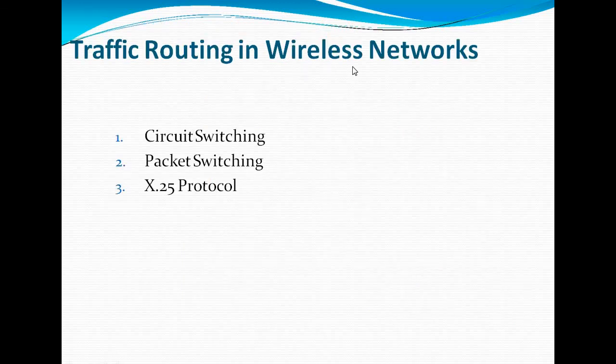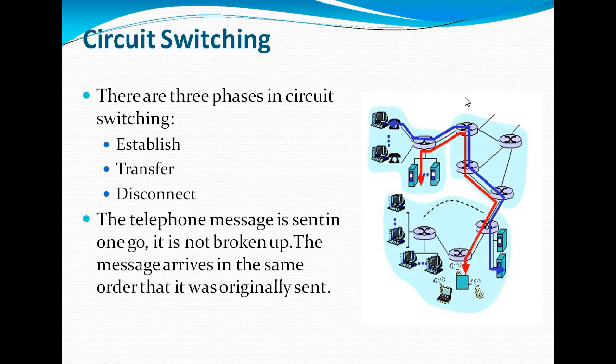So traffic routing in wireless network is on the basis of three points: circuit switching, packet switching, and X.25 protocol. In circuit switching, they are based on three phases: established, transfer, and disconnect. So the telephone message is sent in one go, it is not broken up. So the message arrives in the same order that it was originally sent. Here you can see the different switch network in which you can receive and send messages.